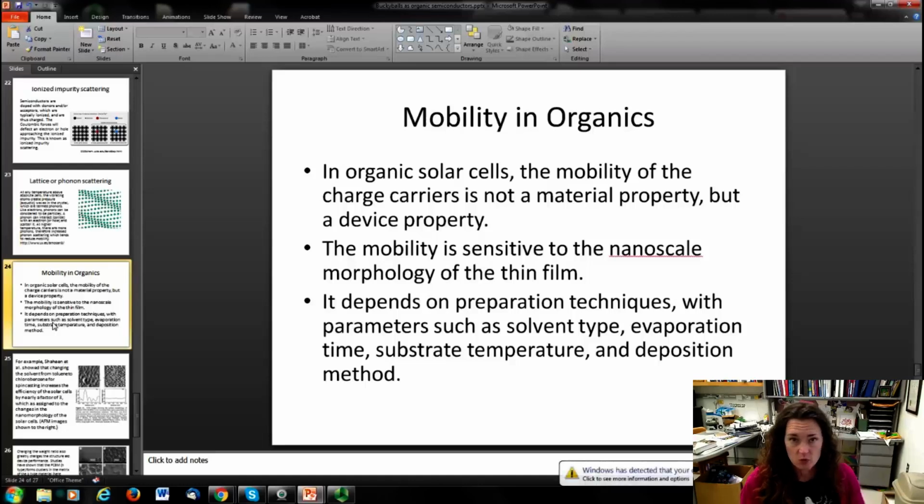There's parameters like what kind of solvent you use. Did you use chloroform? Did you use toluene? What did you use? What was your evaporation time? What was the temperature of the substrate when you did all that? Did you do any annealing or heating of it after you deposited it? And what was your deposition method? Okay.